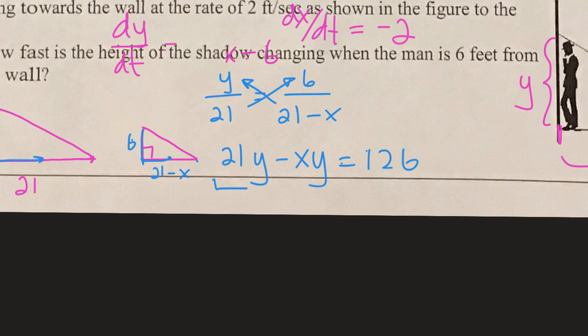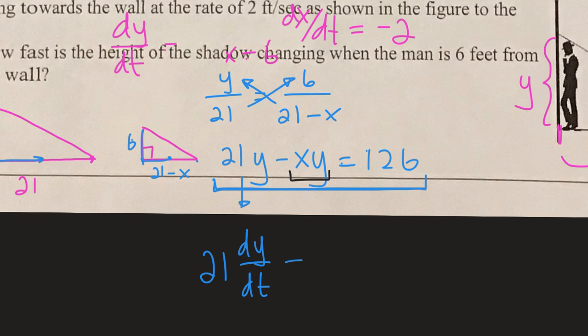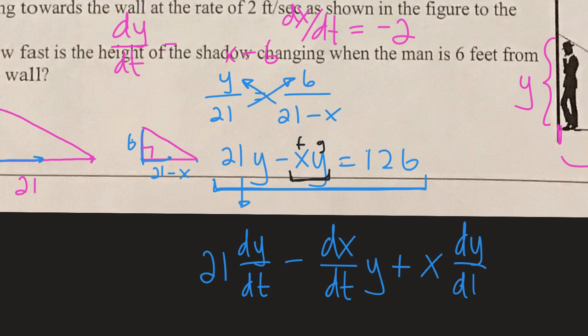Okay, so now your job is to implicitly differentiate this formula. Okay, so let's look at this. 21y is 21 dy/dt minus, okay, here's x times y. Once again, we have a product rule, right? This is f and this is g. So the derivative of x is dx/dt times y plus x times dy/dt equals 0 when we implicitly differentiate 126.